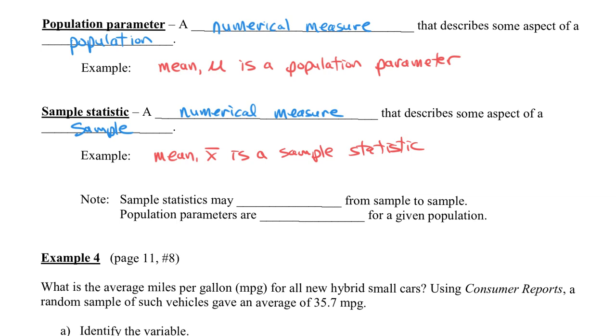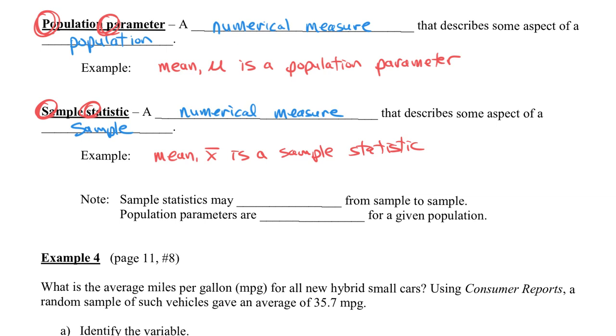The way to remember these, I think it's easy to think of population parameter, P and P, and then sample statistic, S and S. Because sometimes the book will just mention a parameter, or in class we may mention just the word parameter. So parameter goes with population, and a statistic came from a sample. So population parameter, sample statistic.